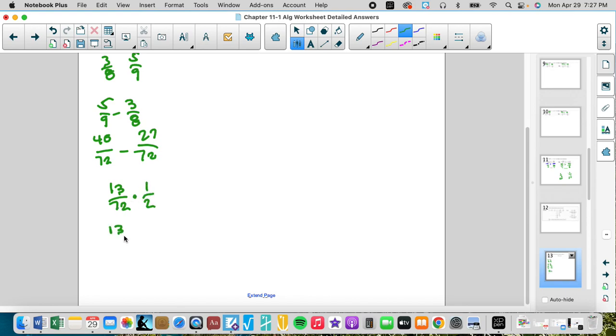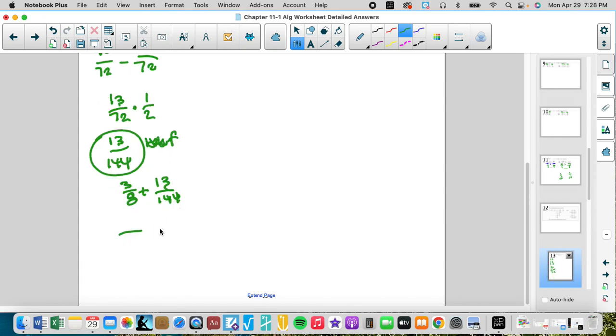Let's take half, divide by 2, or multiply by 1/2. So that's 13/144. So that is half the distance. Half distance. And now, because 3/8 is smaller, I'm going to add that to 3/8 plus 13/144.